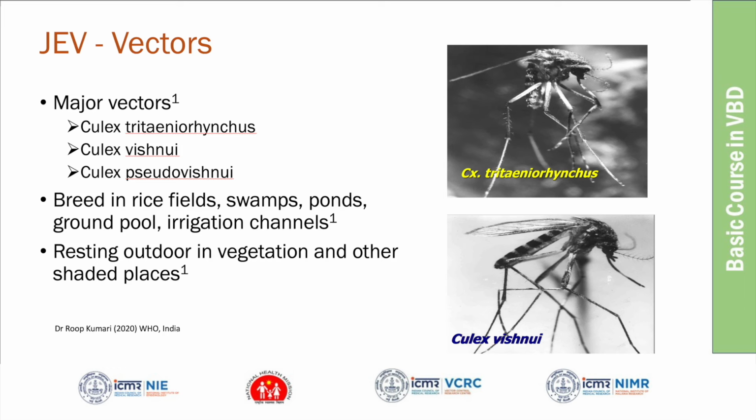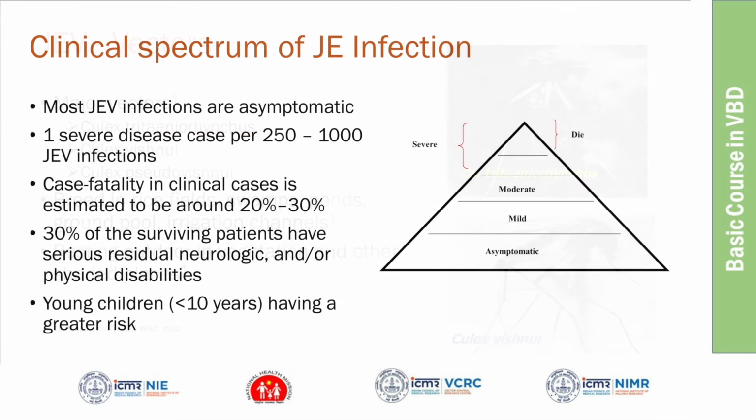So when they rest outdoors, that is where man is exposed and they transmit the infection when the man goes to the field, or when the child goes to the field for playing. So what happens when an infected mosquito bites a human being?